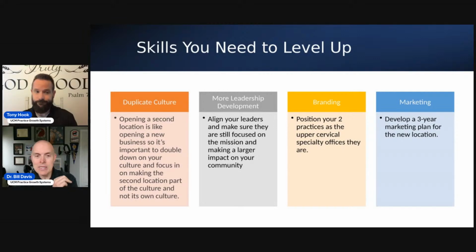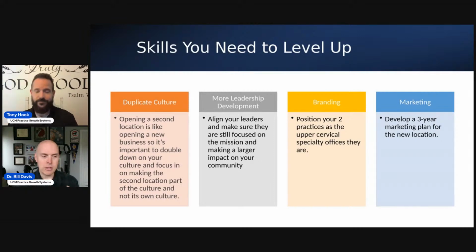Because that's the key. You could end up with 2 practices that are completely different, and one doesn't work because it's not like the original. So making sure that you duplicate that culture, that you expand what you're doing, is really crucial, especially if you want to do multiple locations. If you do the second location well, then adding the third becomes a lot easier. So make sure that second location is connected to the mothership.